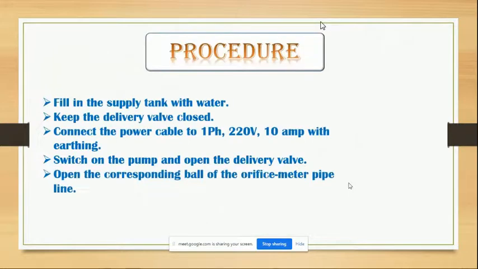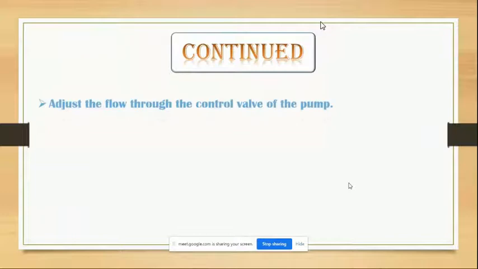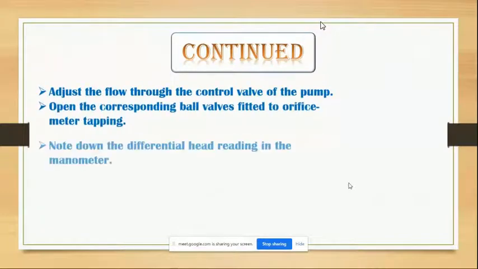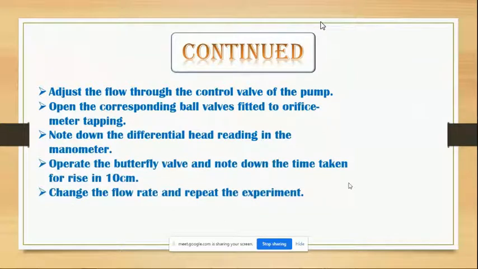Firstly, we will fill the tank with water. After that, we will let this water flow through the pipe which is connected to the orifice meter. A pressure difference will be created because of the velocity of the flowing fluid. After that, we will calculate the time taken for the rise of water, with the help of which we will calculate our coefficient of discharge. We will repeat this experiment 3 to 4 times for different flow rates and take the average value of the coefficient of discharge. Now I'm going to explain this experiment further with the help of a video.